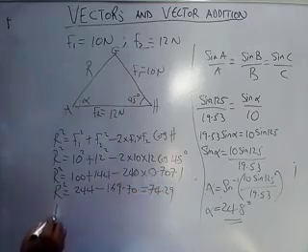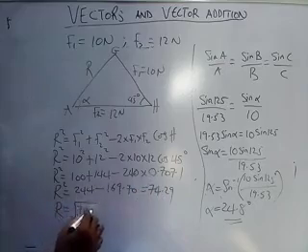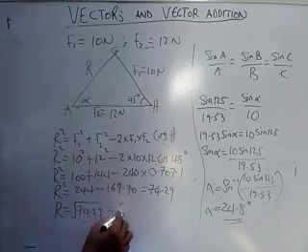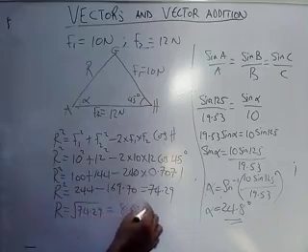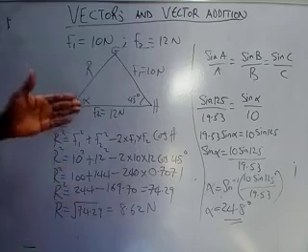74.29. So here our r now is the square root of 74.29, which will give 8.62 Newton. 8.62 Newton. Now you've gotten the resultant.